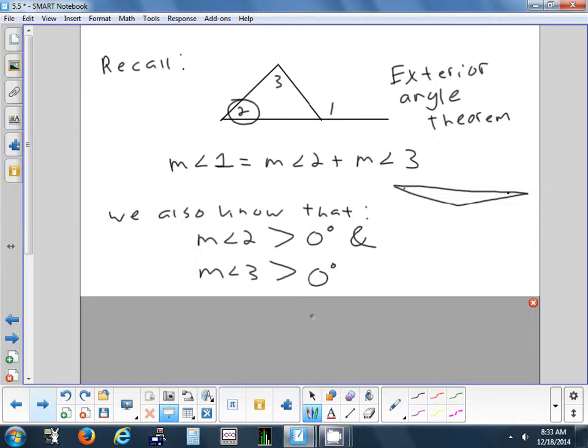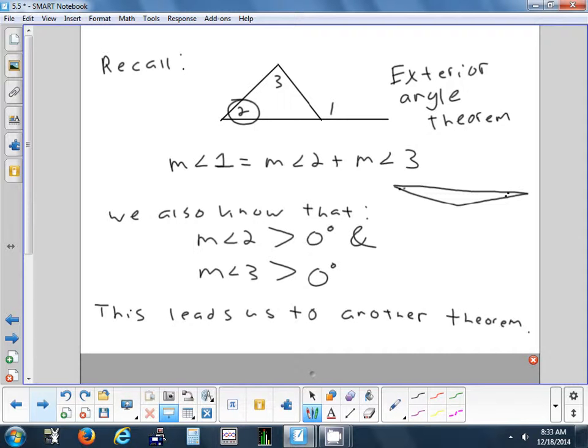You can't have an angle that's 179 degrees? You could. You could have like 179, 0.5, and 0.5. I was thinking you couldn't have a 0 as an angle. Yeah, you can't have 0. But you can have a 1/2, a 1/2, and a 179. That's okay. All right, so we know that angles 2 and 3 at least have to be more than 0.